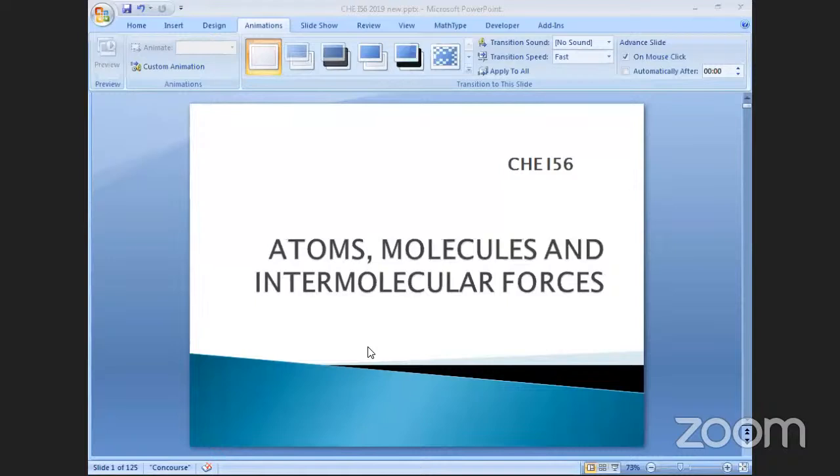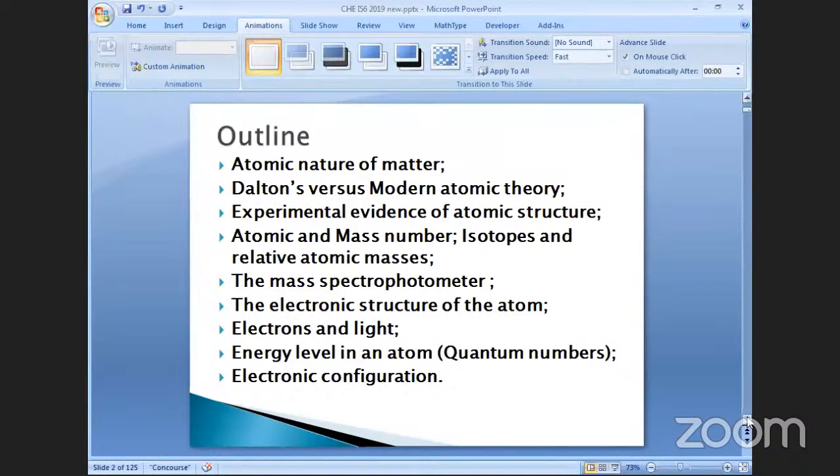So we start with the introduction. This is the outline that we're going to go through. We're going to be discussing the atomic nature of matter. We're going to look at the differences between the modern atomic theory and Dalton's atomic theory. We are going to be looking at the experimental evidences for the atomic structure, how the atomic structure is composed of the neutrons, the electrons, and the protons. And we are going to also briefly discuss isotopes and atomic masses.